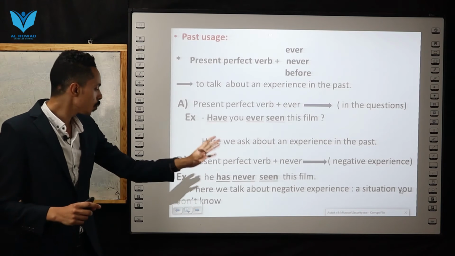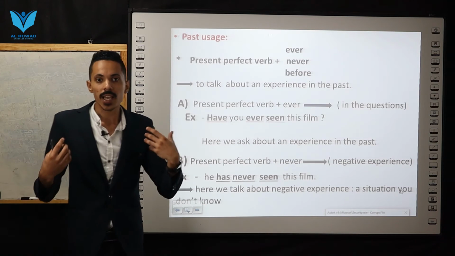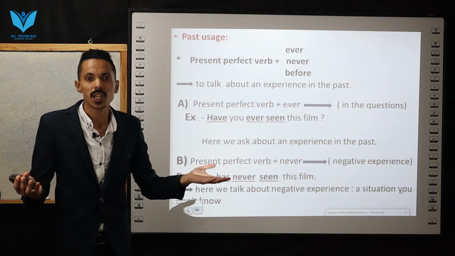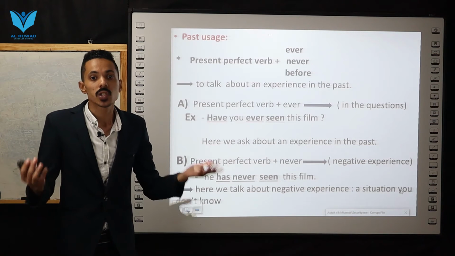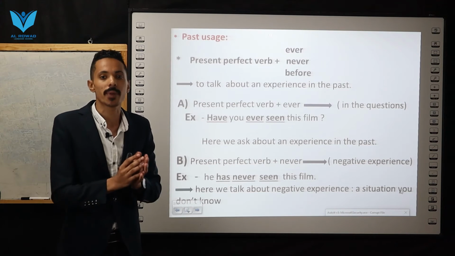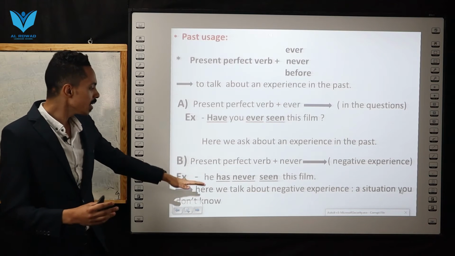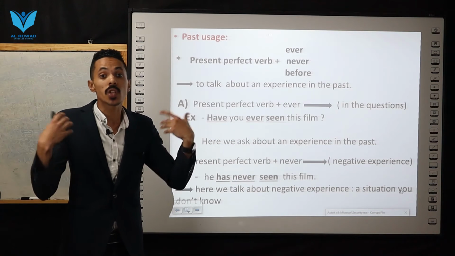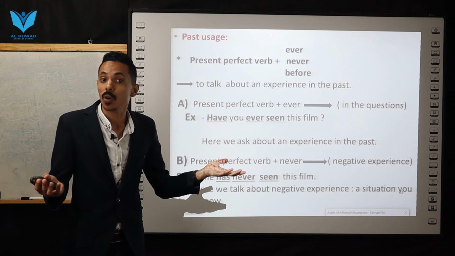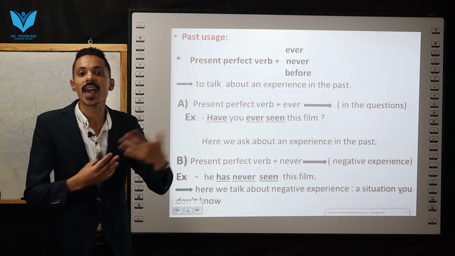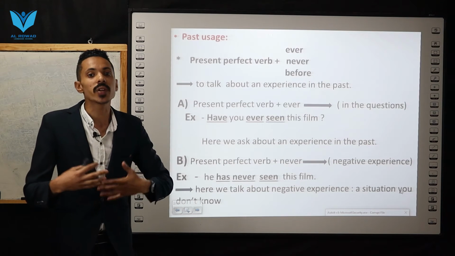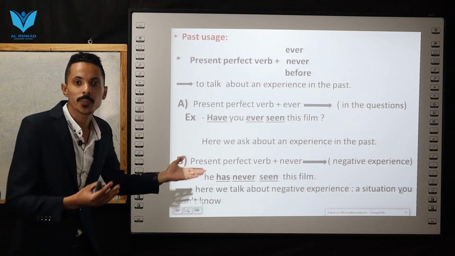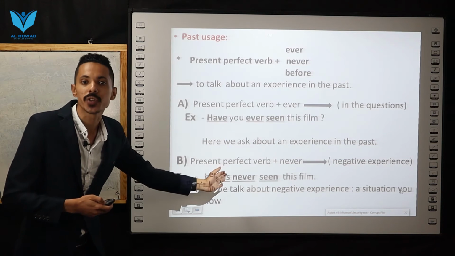So here, a situation you don't know. If there is an experience you didn't do in your life, you don't know anything about it. Like here, he has never seen this film. This means he doesn't know anything about this film. He doesn't know the action of the film. He doesn't know anything about this experience. So here he used the present perfect plus never.